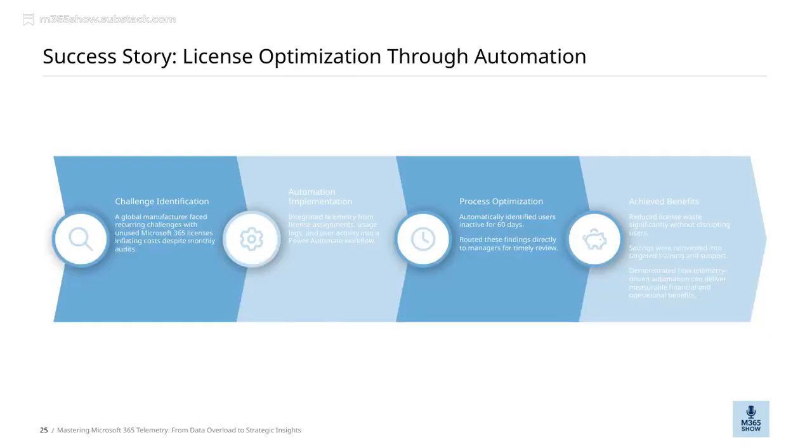In this success story, we're highlighting how license optimization through automation can make a real difference. We focused on mastering Microsoft 365 telemetry, taking it from being just a data overload to gaining strategic insights that matter. We managed to significantly reduce license waste without disrupting users' workflows, which is always a key concern. And importantly, the savings we achieved were reinvested into targeted training and support, ensuring users are empowered and efficient. This example clearly demonstrates how telemetry-driven automation can deliver measurable financial and operational benefits.